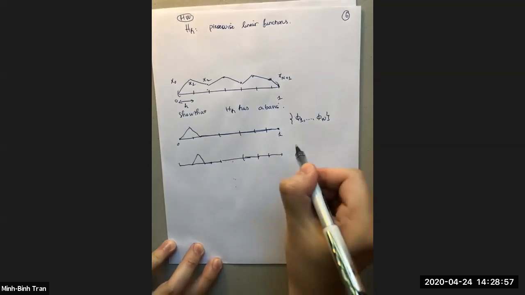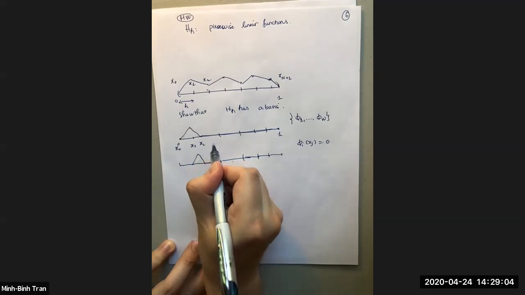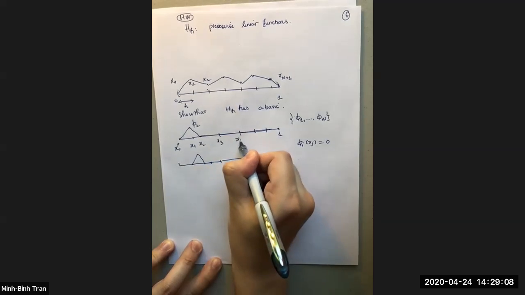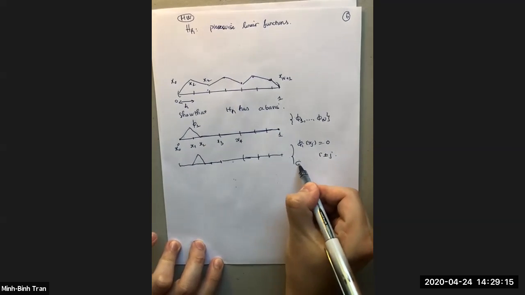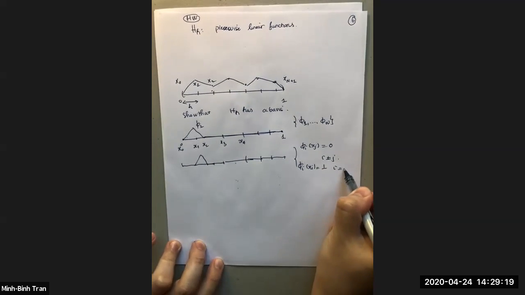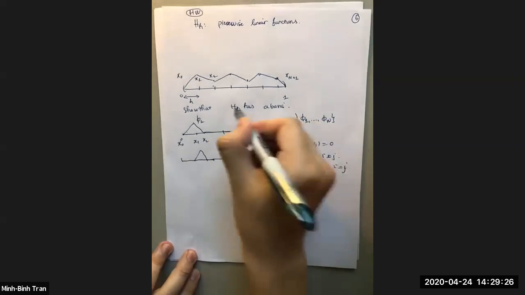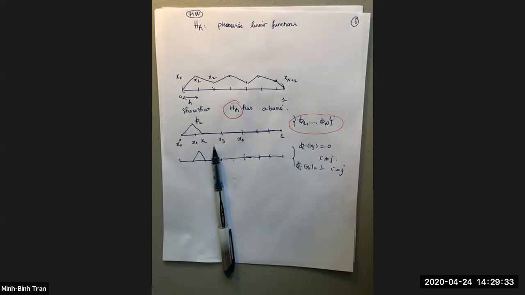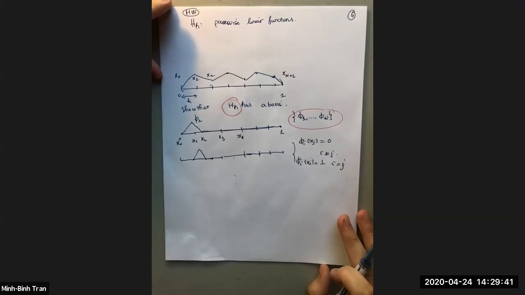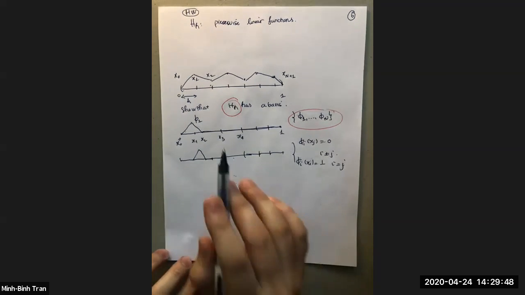This function has the following property: phi_i of x_j will be 0 when i is different from j, and phi_i of x_i will be 1 when i is equal to j. I'm asking you to show that the basis of H_h is this set. If you Google it and go to any lecture notes on the finite element method, you will see the solution. The solution will be the following.